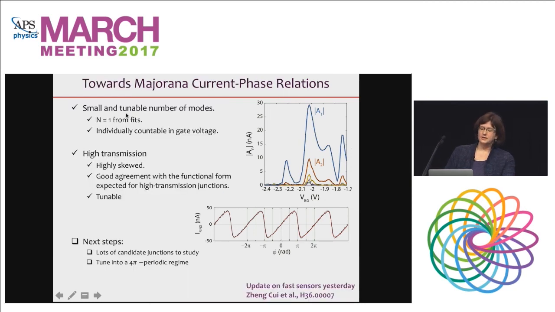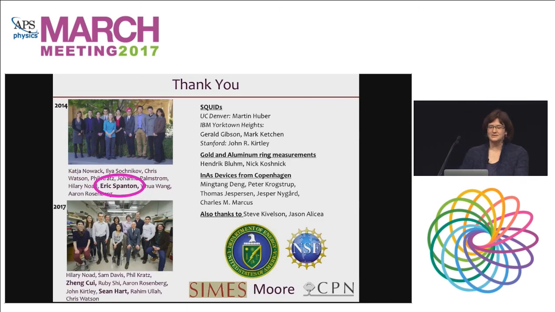So if we're looking at the necessary features that we want as we move towards Majorana junctions, we've shown that we can measure the current phase relation in a number of different junctions. We've shown that you can build devices that have a small and tunable number of modes with high transmission, and the transmission is also tunable. Our next steps are to look at many different candidate junctions that we could study and to tune into a 4-pi periodic regime. And I'll be happy to take questions about how we're going to do that.